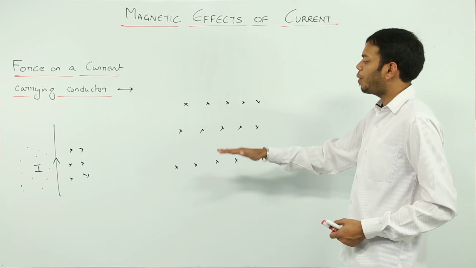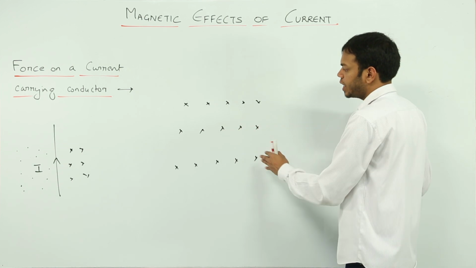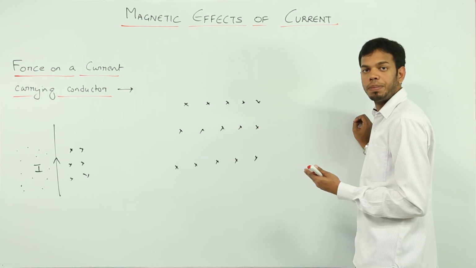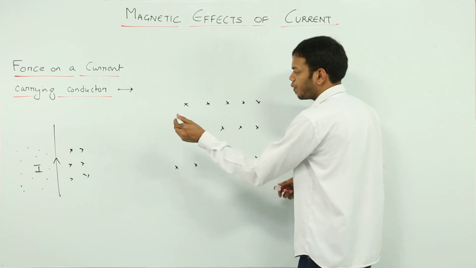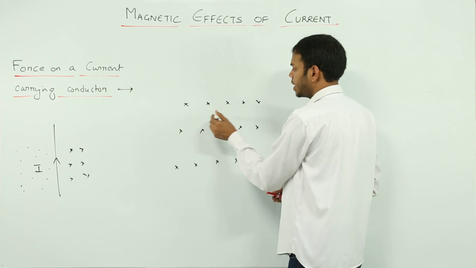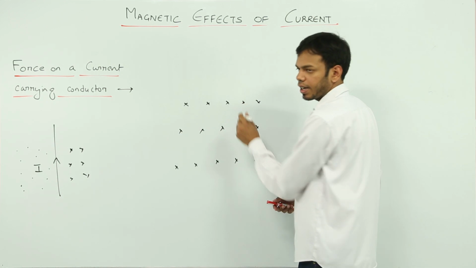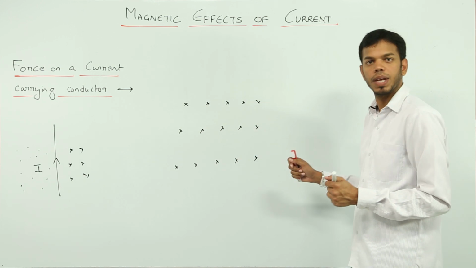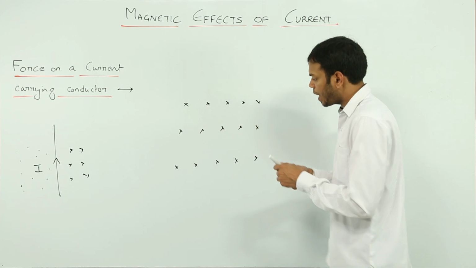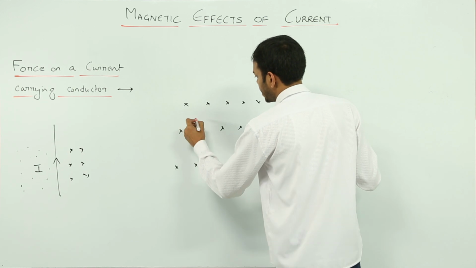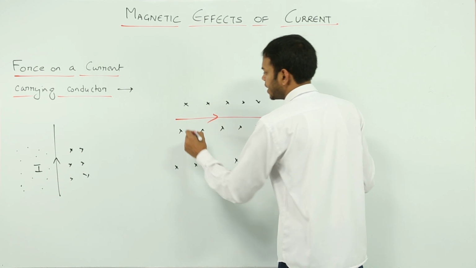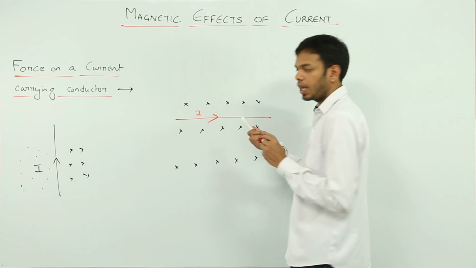Now consider this uniform magnetic field in this region. How is this magnetic field represented? All the magnetic lines of force are entering this plane, right? They are entering, going inwards. Now I have placed a current carrying conductor like this. The current is flowing in this direction.